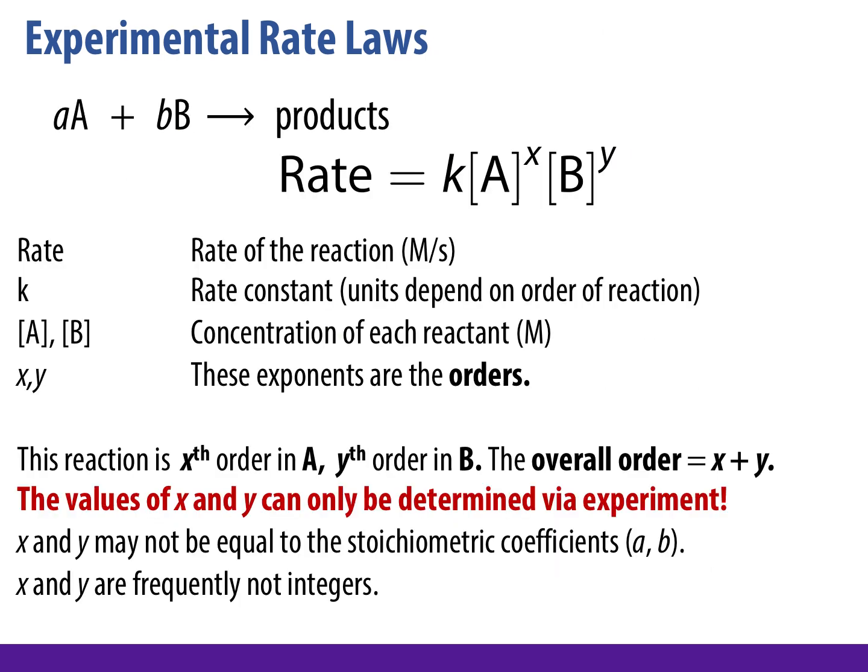The last key term to define right now is the overall order. First, our terminology: the order for A is x, so we would say the reaction is xth order in A. So first order in A, or second order in B, for example. Then the overall order is just adding up all the orders. So x plus y is the overall order of the reaction. Again, we need experiments to get this answer.